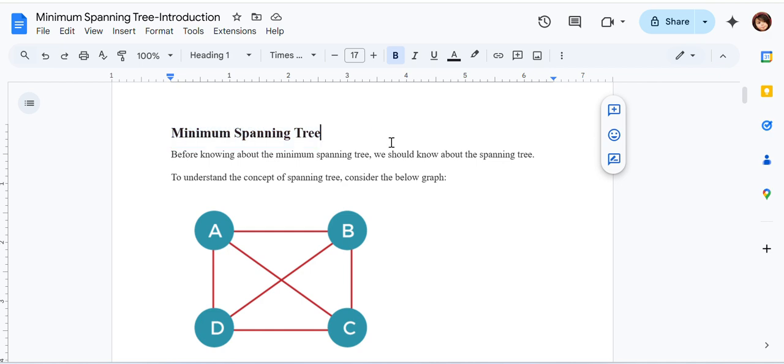If you have any doubts, please ping me in the comments. In the next video, we'll see the algorithms. For minimum spanning tree, we have two algorithms: one is Prim's algorithm, the other is Kruskal's algorithm. In the next video, I'll explain how to achieve the minimum spanning tree from the original graph by using Prim's algorithm.